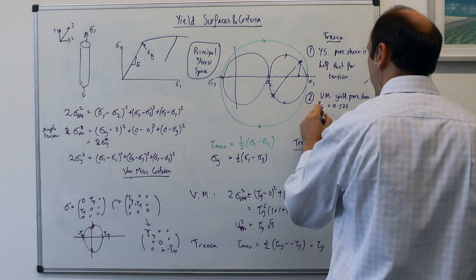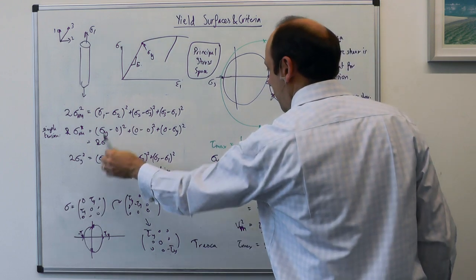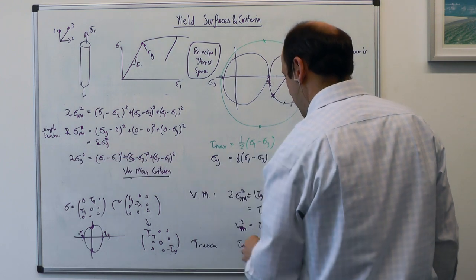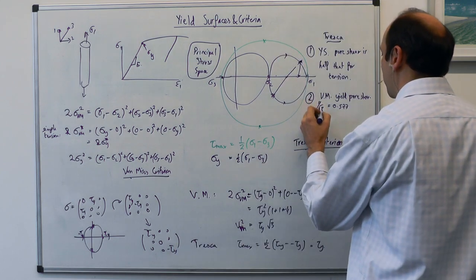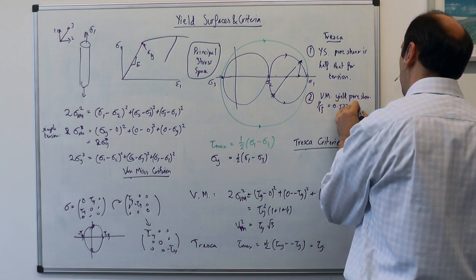It's not that, it's 1 over root 3. When you work it out, I've got root 3 here, and I've just got sigma y there, so they relate just by pulling it over, 1 over root 3. And 1 over root 3 is 0.577 times that for pure tension.